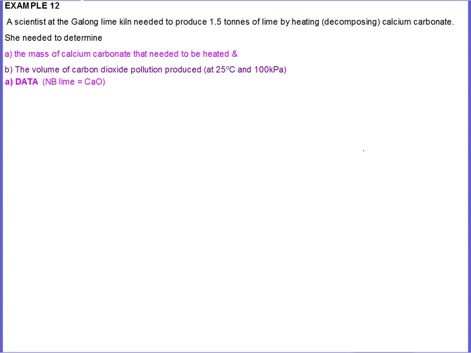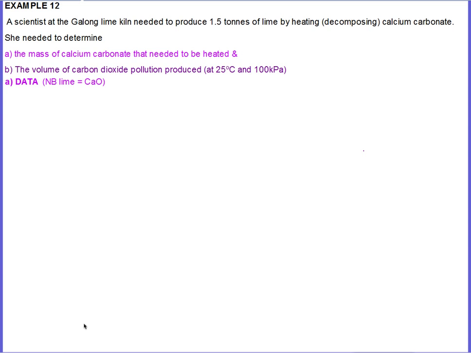Our scientist at the Galen lime kiln, which was very relevant when I was looking back at Young, needed to produce 1.5 tonnes of lime by heating, decomposing, calcium carbonate. She needed to determine what mass of calcium carbonate she needs to heat to produce 1.5 tonnes of lime, and what volume of carbon dioxide pollution is produced. Just as a note, lime is just calcium oxide.